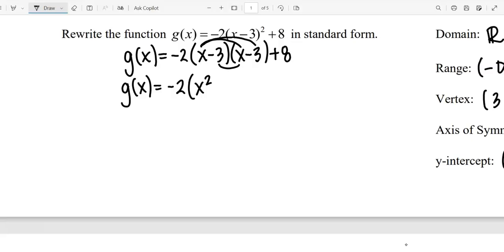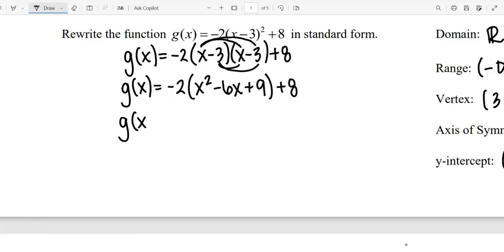What's negative 3 minus 3? Negative 6, and that's going to be x. And then negative 3 times negative 3 will give me positive 9. Close it, I still have the plus 8. You can't add the 9 and the 8 here because the 9's being multiplied by negative 2 first. So you got to distribute your negative 2.